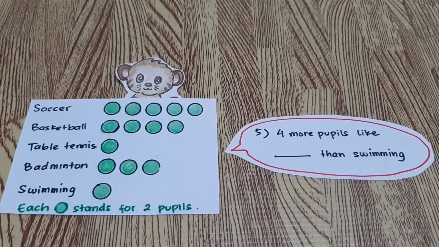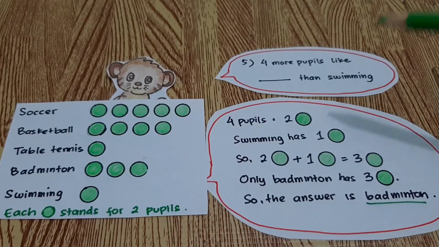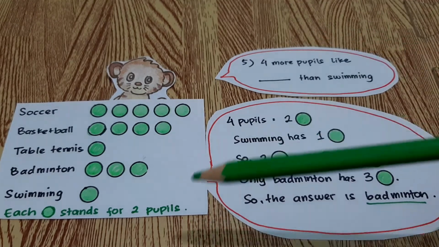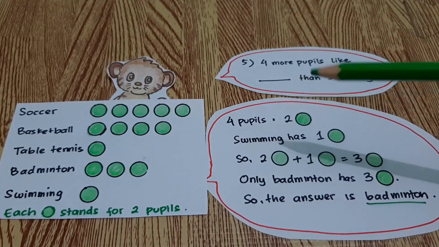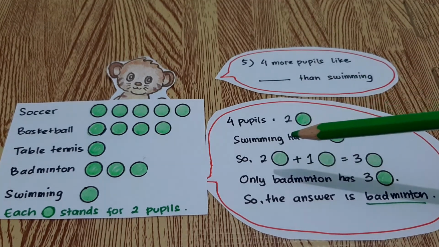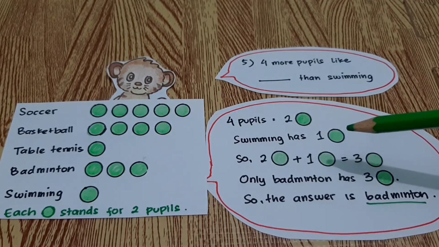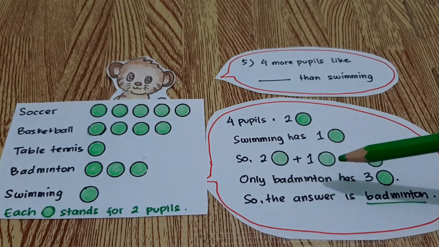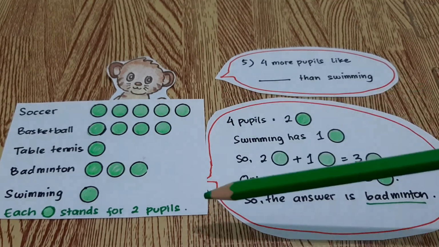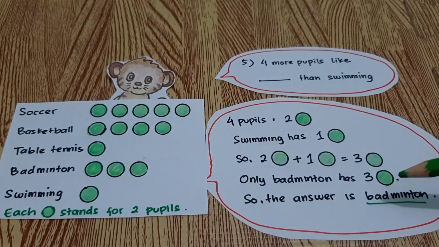So, 4 pupils means 4 divided by 2 equals to 2. So 2 circle. 4 pupils mean 2 circle. While swimming has 1 circle. Because it is more, so 2 circle plus 1 circle equals to 3 circles. Now from the graph, which one has 3 circle? Only badminton. 1, 2, 3. So the answer is badminton.